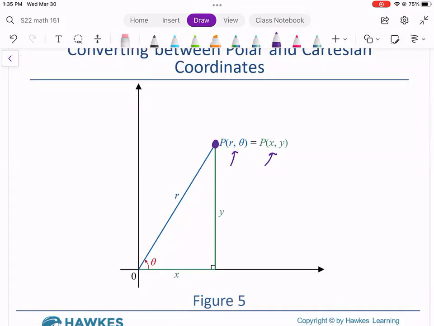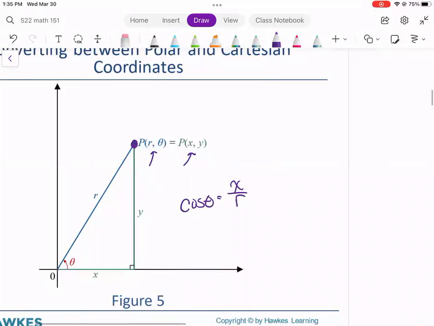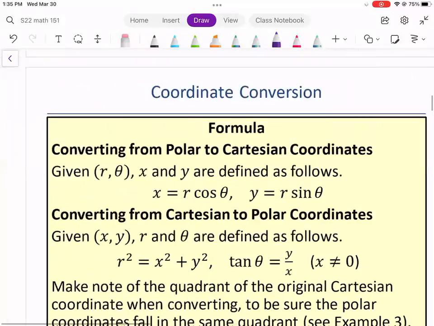Using some of our conventions of trig that we've already discussed, we know that for this angle theta, the cosine of theta is x over r, the sine of theta is y over r, and the tangent of theta is y over x. Based on those ideas, we come up with these formulas for the conversion.